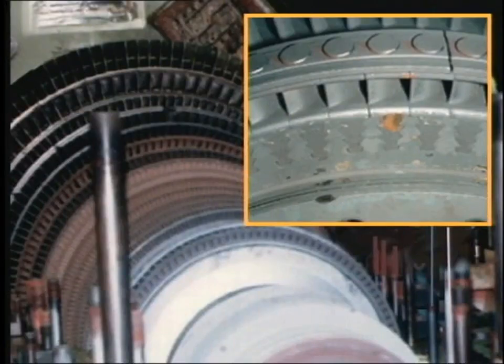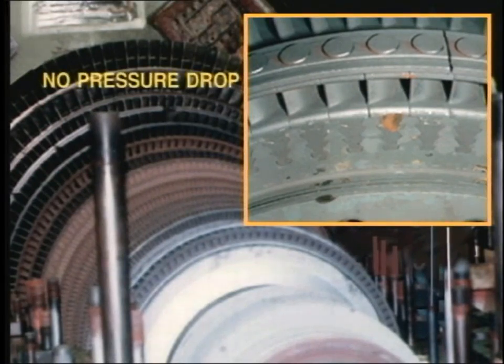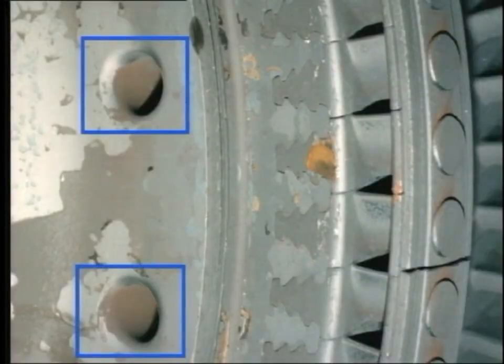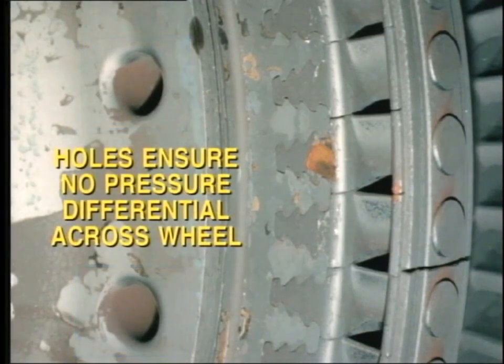This feature of impulse blading, that is, constant pressure across the moving stage, brings about a certain constructional advantage. As there is no pressure drop, there is no tendency for steam to leak around the outside circumference of the blades. Because of this feature, we will inevitably find that impulse blading is used in the high-pressure stages of the turbine. In fact, you'll often see large holes bored through the wheel or disc in the higher pressure stages. This is done to ensure that there is no pressure differential across the wheel, and so maintain the correct impulse characteristic of the moving blades.